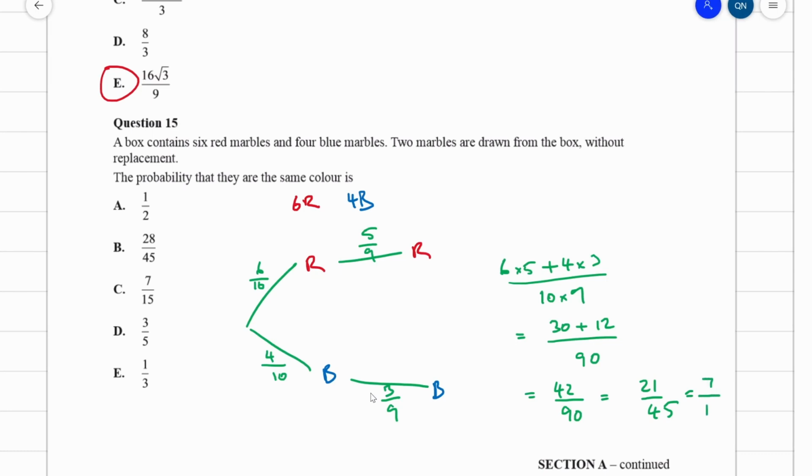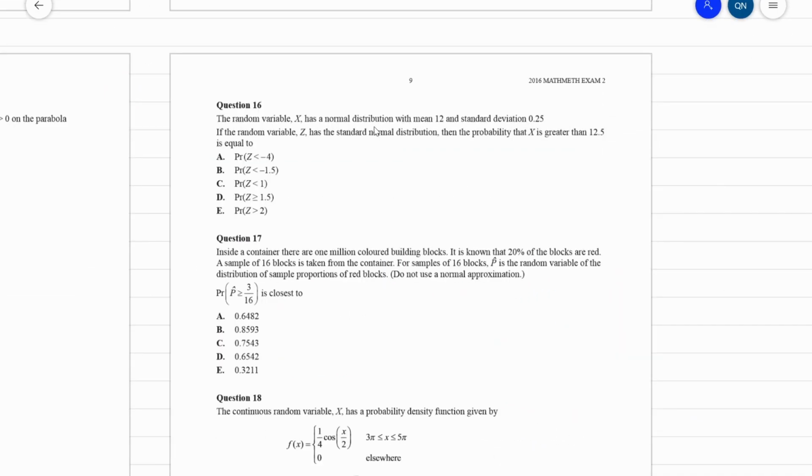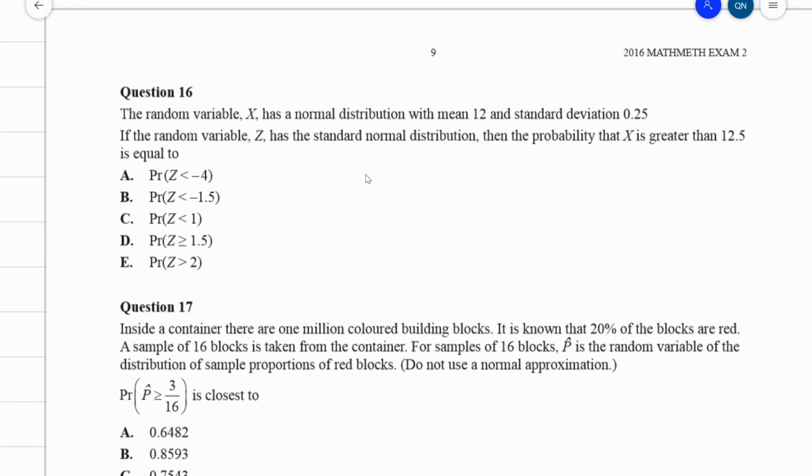So 7 over 15. That's going to be option C. Okay, 5 more questions to go. Question 16. Random variable x is a normal distribution with mean 12 and standard deviation 0.25. If the random variable z has standard normal, the probability that x is greater than 12.5.